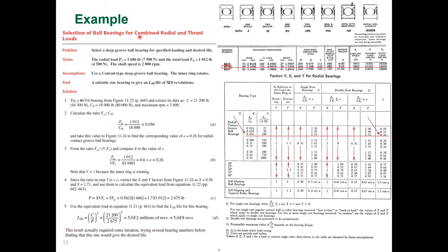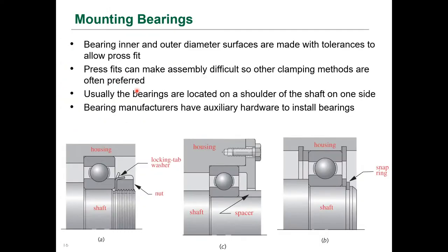Okay, so this kind of shows the design process after we picked the right one. And this is all stuff you could probably get some support in software. But this is kind of where we start, okay? So if we have a combined radial and thrust load.